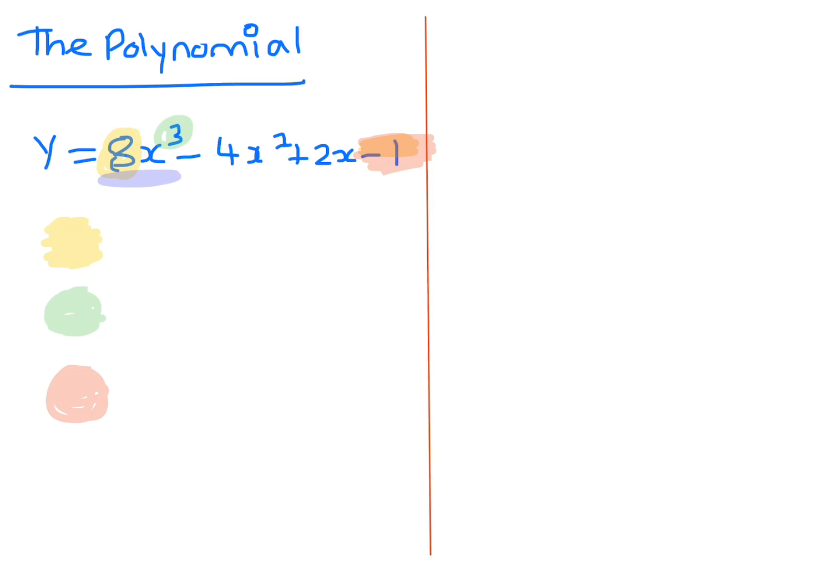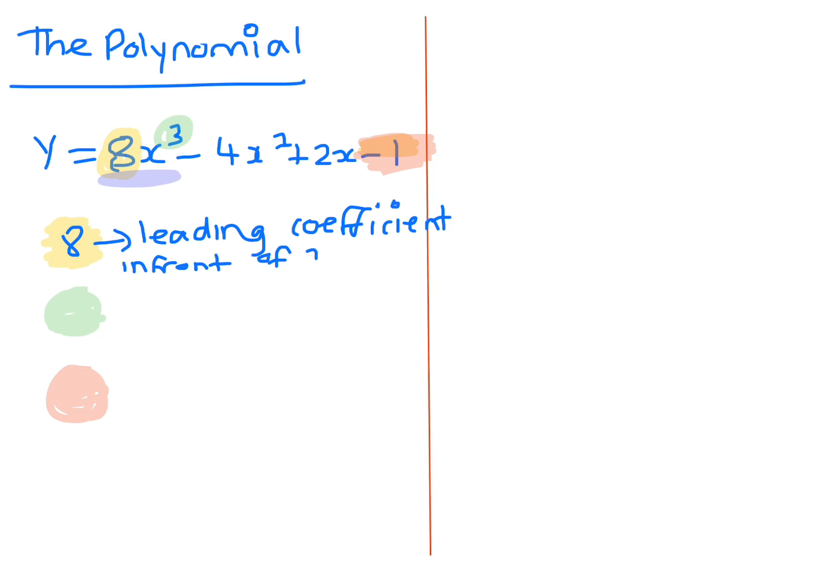Okay, I'm just going to run through some terminology to do with polynomials. So the 8 is called the leading coefficient. Now, the leading coefficient is just the number that is in front of the x with the highest indice. So it's the x with the highest indice.